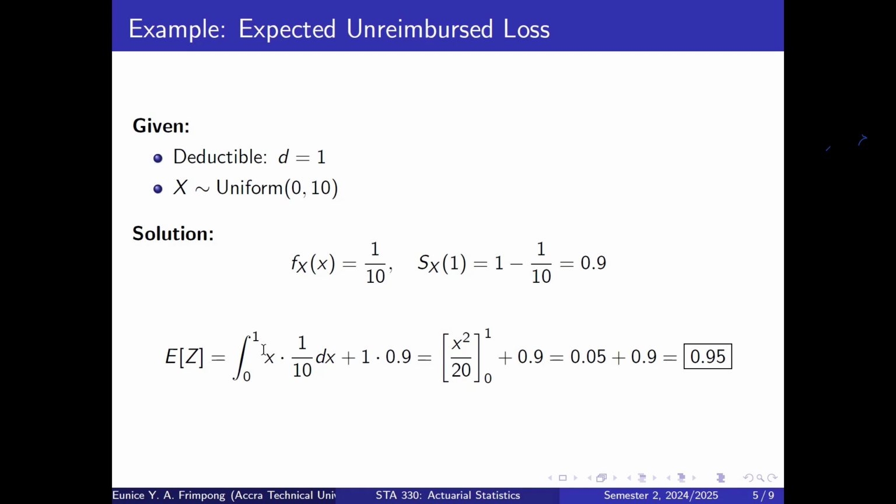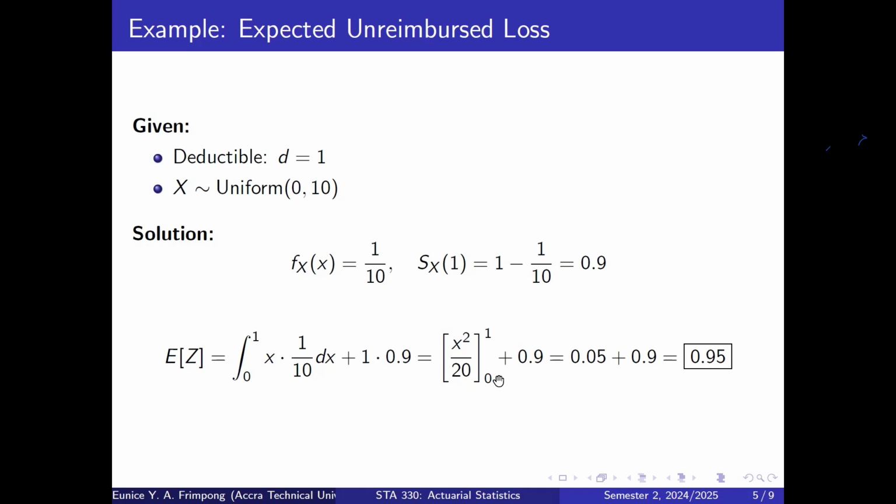Then we have E of Z is equal to the integral of x times the PDF, 1 over 10, dx, plus the deductible D times the survival function at 1, which is 0.9 from here. And the integral is running from 0 to the deductible, which is 1. So we simplify this to get x squared over 20 from 0 to 1, plus 0.9.